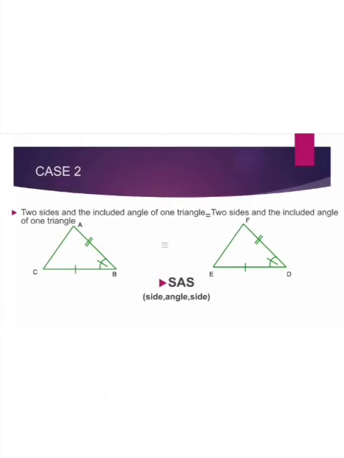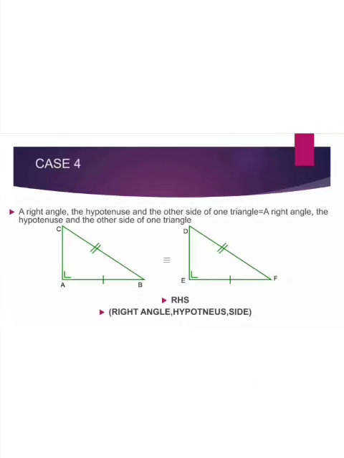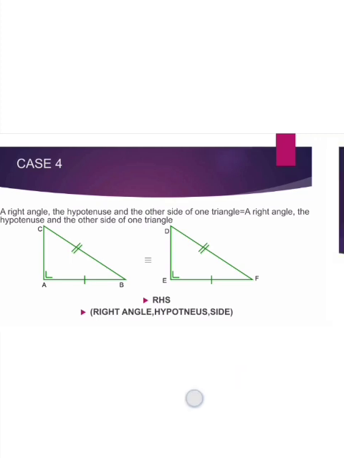Case 2: two sides and the included angle of one triangle equal two sides and the included angle of the other triangle. So both the sides are the same, you can see there. Case 3: one side and two angles of one triangle are equal to one side and two angles of the other triangle. Case 4: a right angle, the hypotenuse and one other side of one triangle are equal to a right angle, the hypotenuse and the other side of the other triangle.